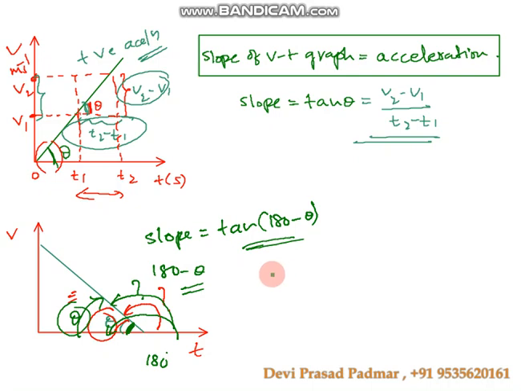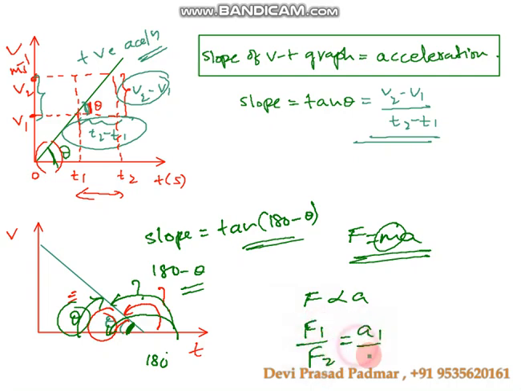Because in today's problem, we need to get the ratio of forces. That means if you know acceleration, you can relate that with force. So you have the famous equation F equal to ma. That means for a particular body, this force is directly proportional to acceleration, because mass is constant for a particular body. So F1 by F2 is equal to A1 by A2. If you want to calculate the ratio of forces, it is enough to calculate the ratio of acceleration.